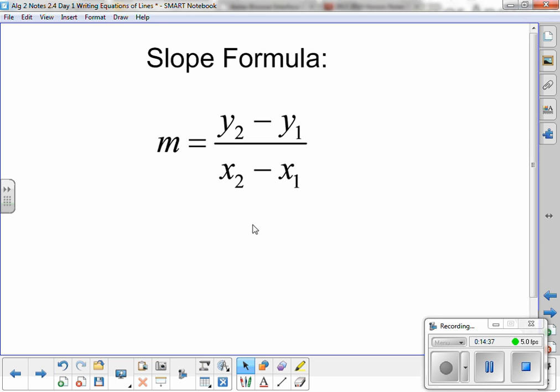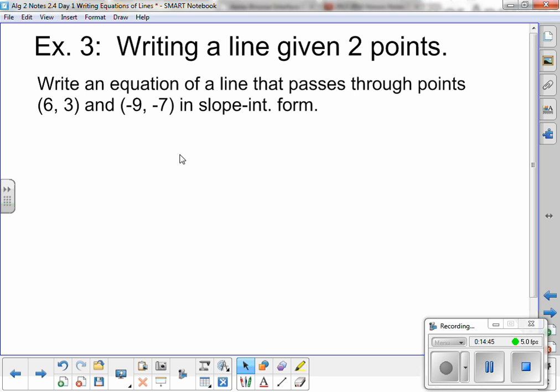Slope formula, I just wanted to review this because the next one does require this. So y2 minus y1 over x2 minus x1. That's how you find the slope. So this last one, I didn't give you a slope. I gave you 2 points. Now, if you remember, I said you need at least a point and a slope. 2 points works also because you can still get a slope with 2 points. So we got 2 points here.